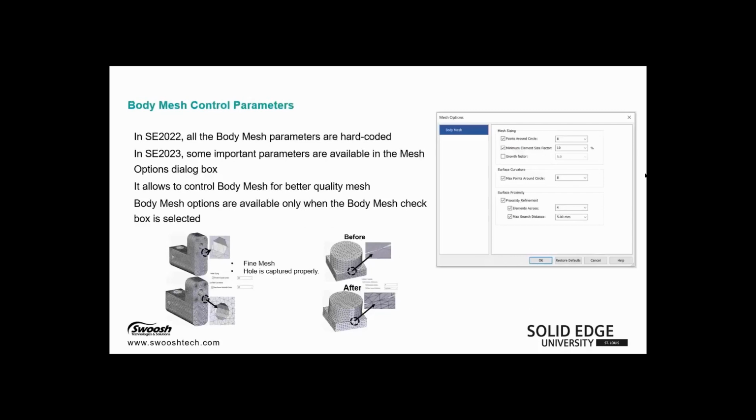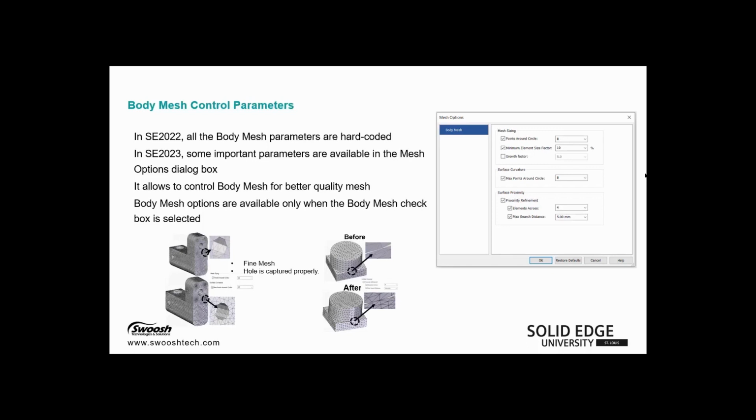As in previous versions, including Solid Edge 2022, some parameters were hard-coded. Now in Solid Edge 2023, some important parameters are available for users to select. What it accomplishes is that it allows users to control body mesh for better mesh quality, and the options are available only when the body mesh checkbox is selected.